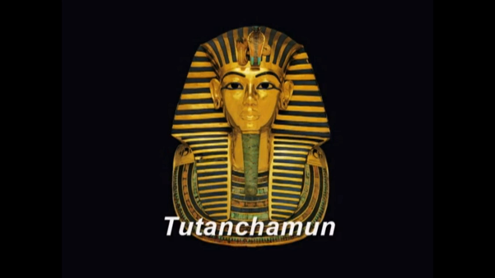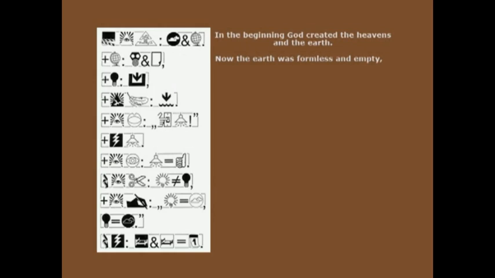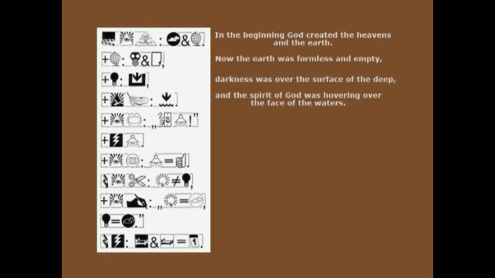Now I have another example. Could this be information, these signs what you see here on this picture? At the moment we cannot say what it is, but let me give the solution. In the beginning God created the heavens and the earth. Now the earth was formless and empty. Darkness was over the surface of the deep, and the Spirit of God was hovering over the water.